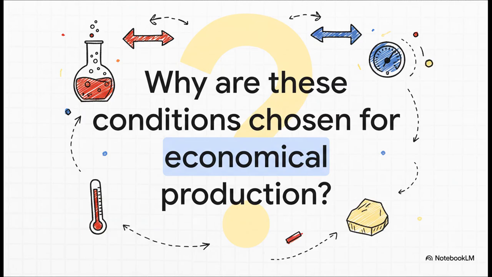And here it is, the moment we've been building up to. Question 07.6, the 6-mark beast. Explain why these conditions, 450 degrees Celsius, 200 atm, iron catalyst, are chosen for economical production of ammonia. This question is all about one word: compromise.